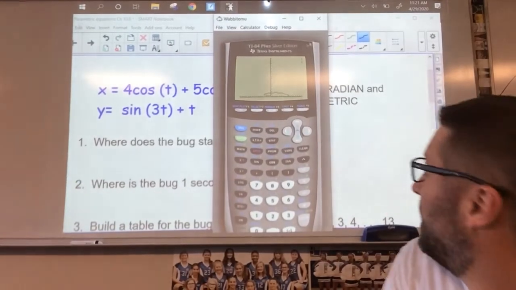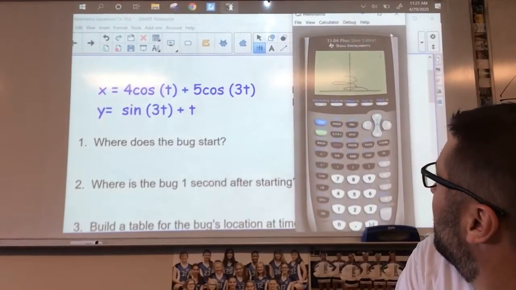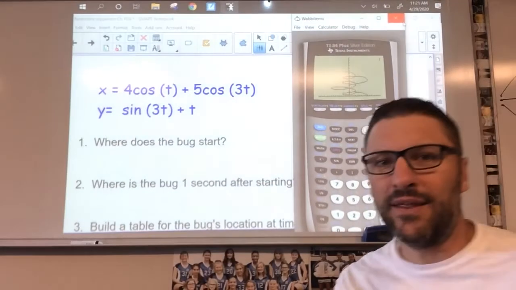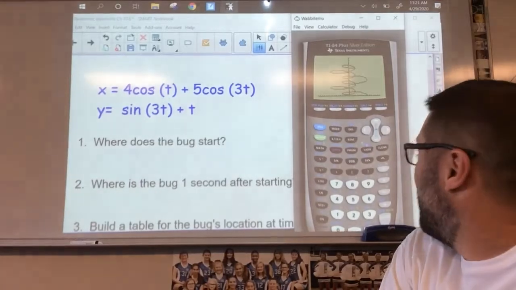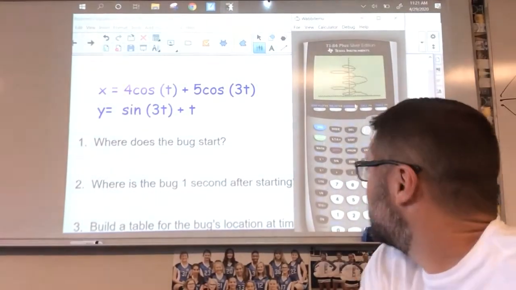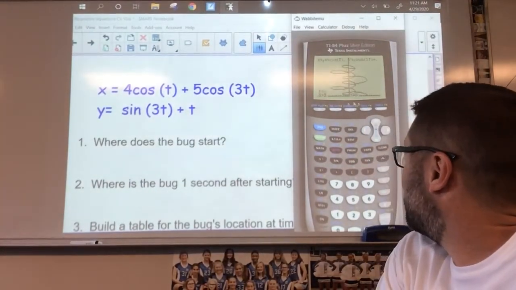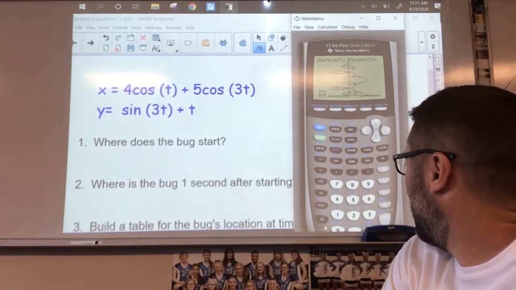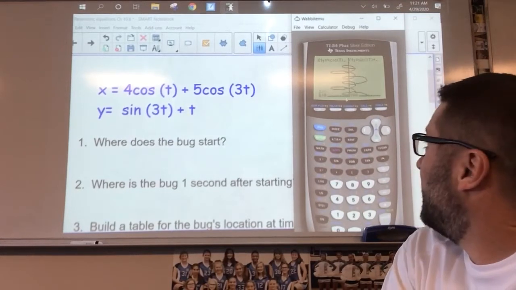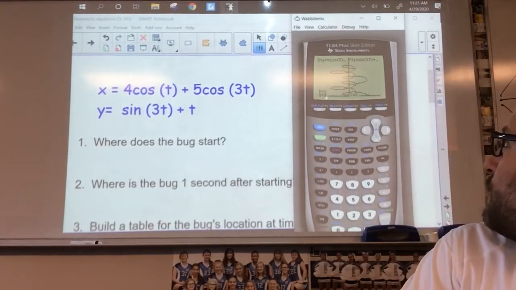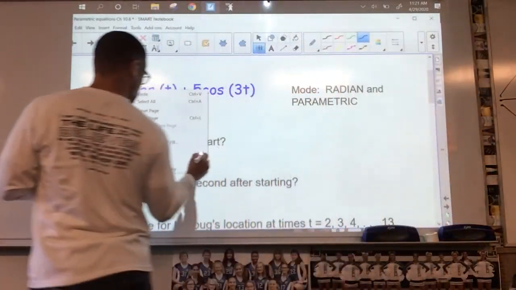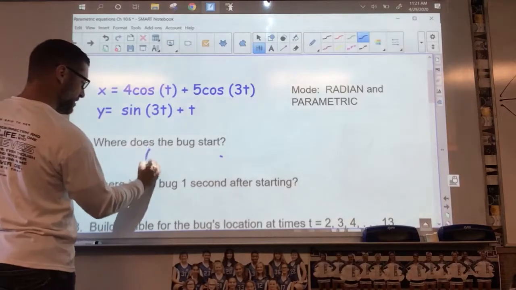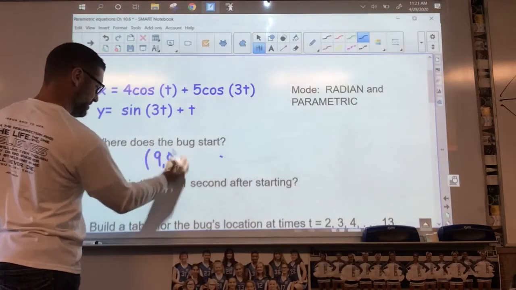So I'm at the graph again, and there it is. And I think we can do everything that we need to do now with this. So number 1 says, where does the bug start? Well, the bug starts at a time of 0. So I'm going to trace, and it will say t equals 0. I can plug in 0, I can hit enter, and the bug starts at the ordered pair 9, 0. So I'm going to write that in. The bug starts at the point 9, 0.